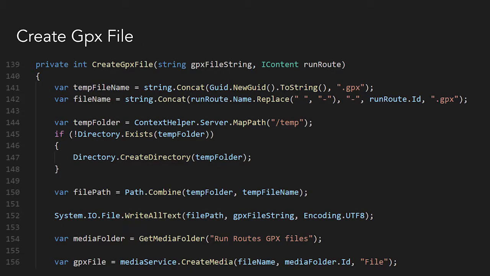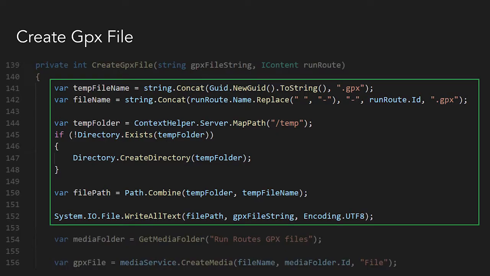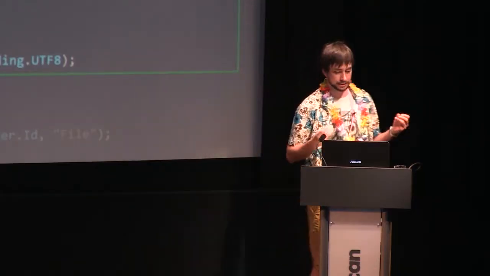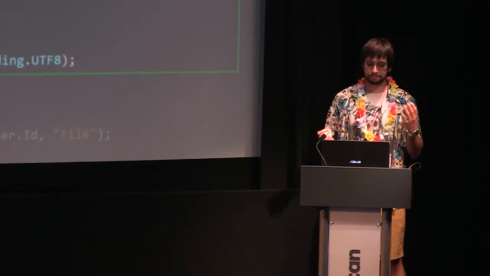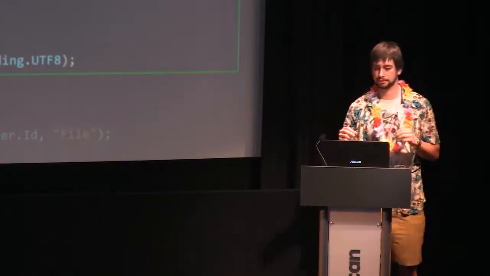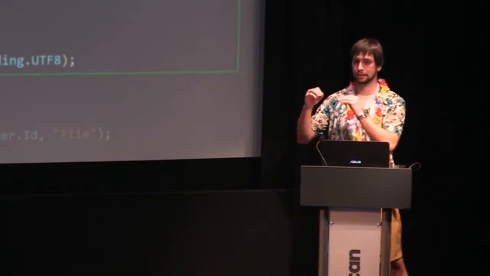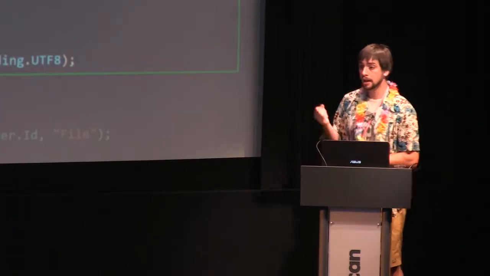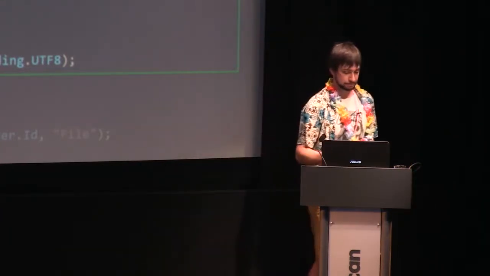And in here, the first thing we need to do is create a temporary version of the file. So we're going to use just a standard bit of code creating a directory, making sure it exists, all in the temp folder, and we're going to write it using the System.IO stuff to a file. So that will create us just a temporary version of the GPX file. The reason why we're doing that is we need to make sure that the data in there is valid.